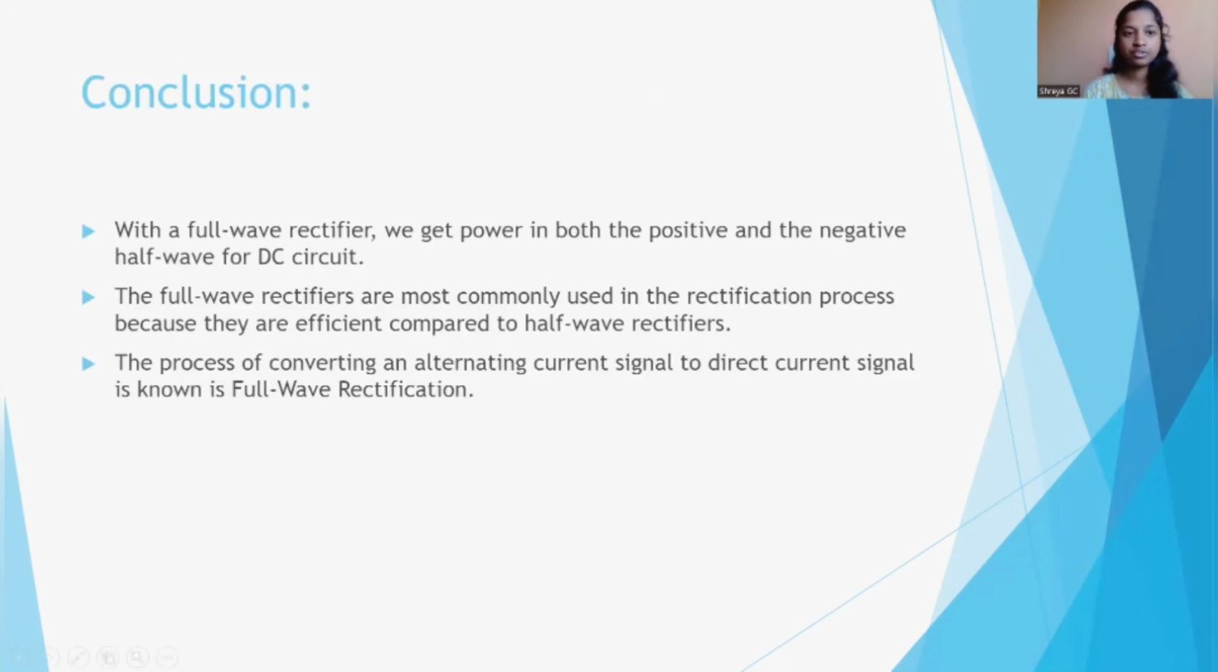And the conclusion. With a full wave rectifier, we get power in both positive and negative half waves for the DC circuit. Full wave rectifiers are most commonly used in the rectification process. This is the most commonly used rectifier because it is more efficient compared to the half wave rectifier. And finally, the process of converting an alternating current signal to a direct current signal is known as full wave rectification. And this is about full wave rectification.